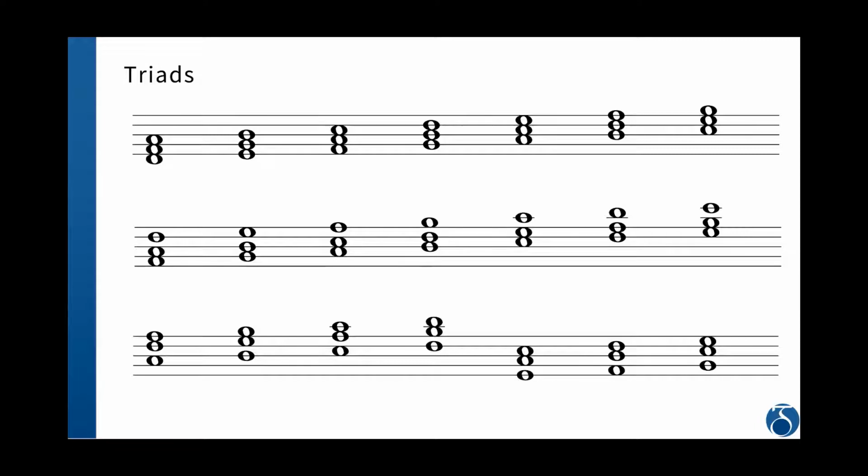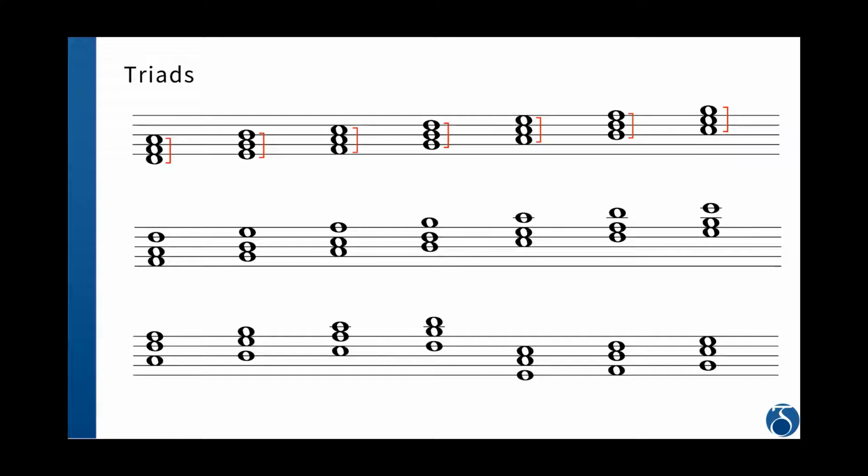Now over here, I've given 3 rows of triads, all in close position, so all the notes are within an octave. First row has root position triads. Okay, they all look like snowmen. The second row has first inversion triads. You can see the gap between the top note and the lower two. And then we have second inversion triads in the last row, and you can see the gap between the top 2 notes and the one on the bottom.